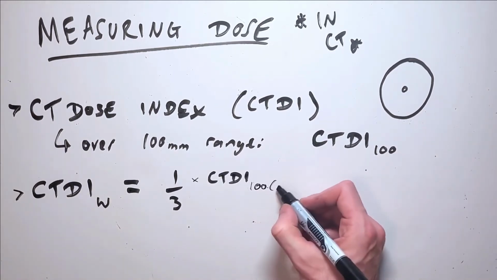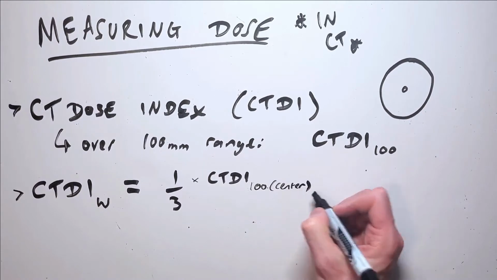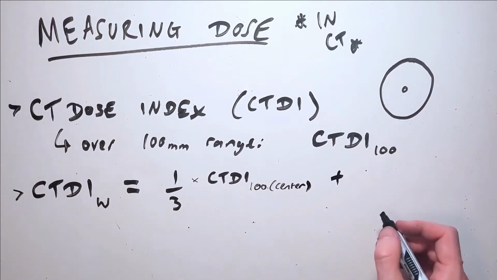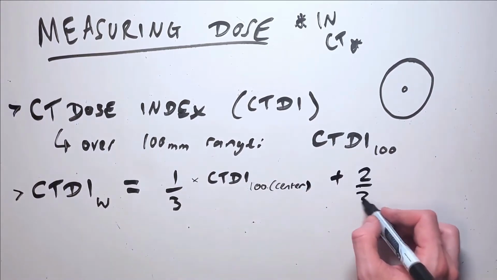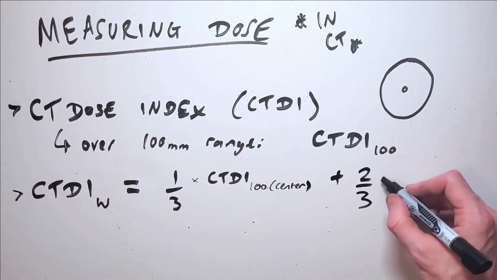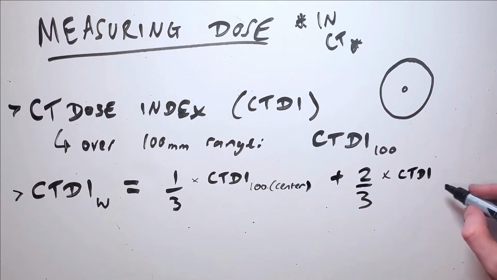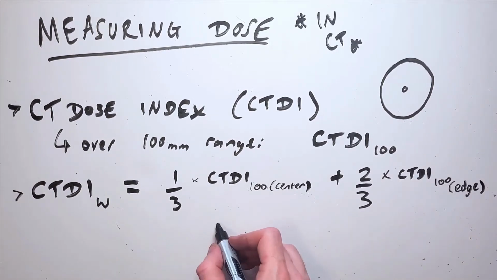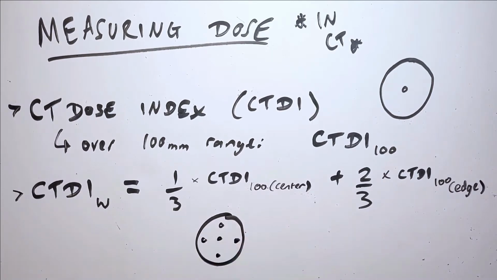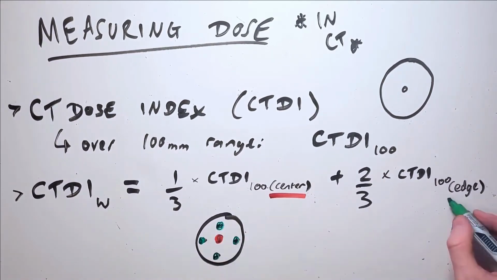The weighted CTDI is a measurement that takes this into account by using dose measurements both at the center and the periphery of the phantom, and then weighting the central measurement at 1/3 times the CTDI 100, and weighting the peripheral measurement at 2/3 times the CTDI 100, adding those two to give us the weighted CTDI. So we've discussed weighting radiation based on the radiation type, the tissue type, and now also based on the distribution of dose within the patient in the CT scanner.